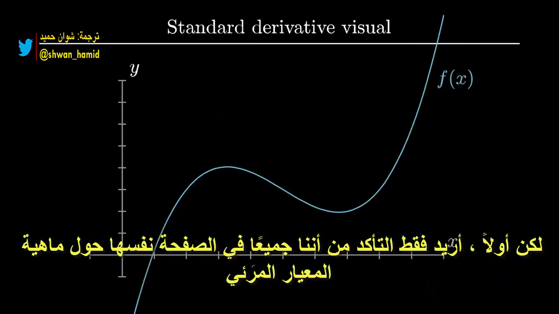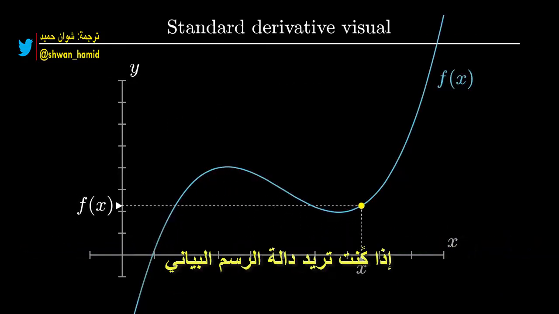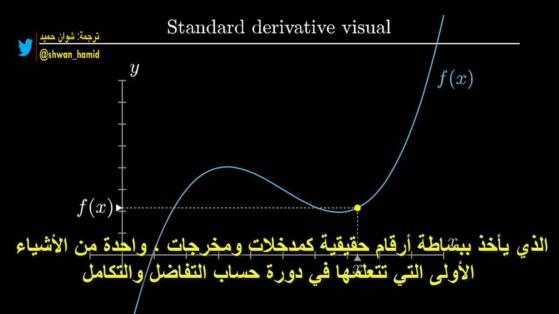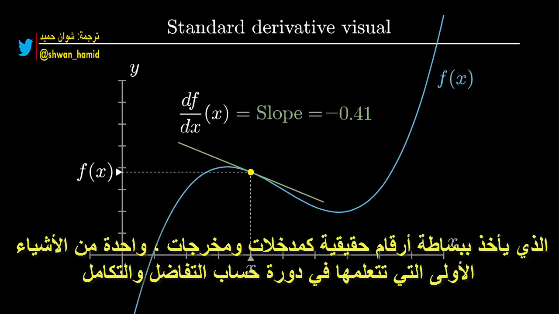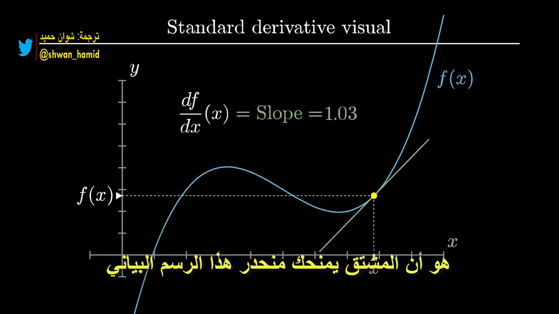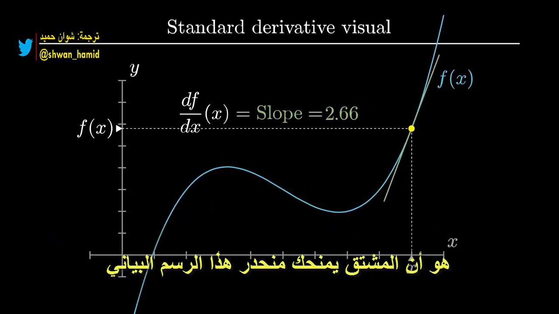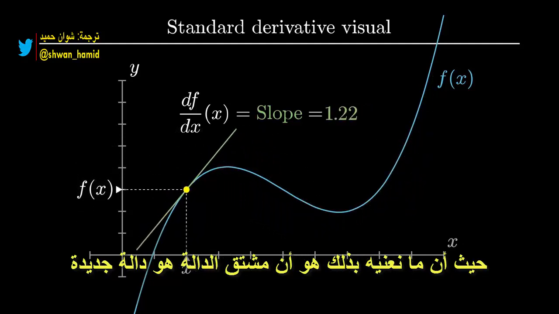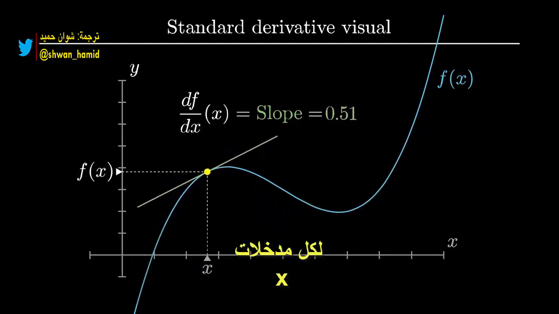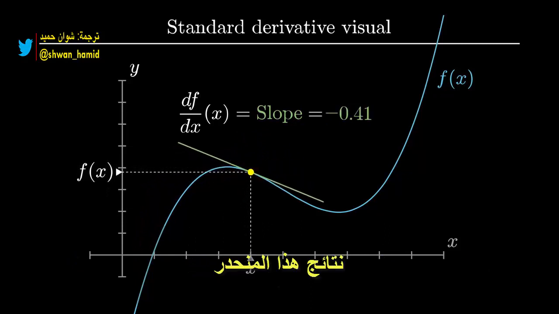But first off, I just want to make sure that we're all on the same page about what the standard visual is. If you were to graph a function, which simply takes real numbers as inputs and outputs, one of the first things you learn in a calculus course is that the derivative gives you the slope of this graph, where what we mean by that is that the derivative of the function is a new function, which for every input x returns that slope.